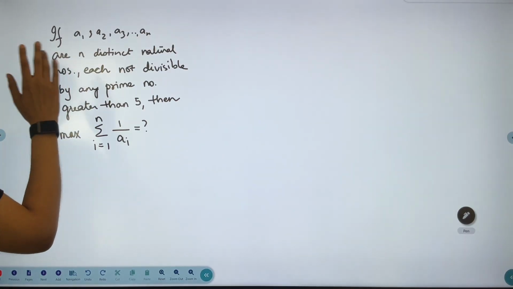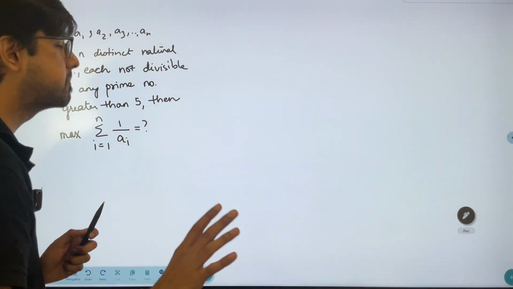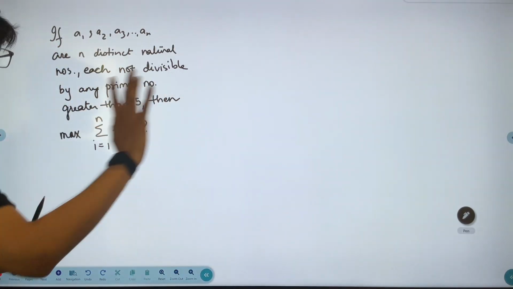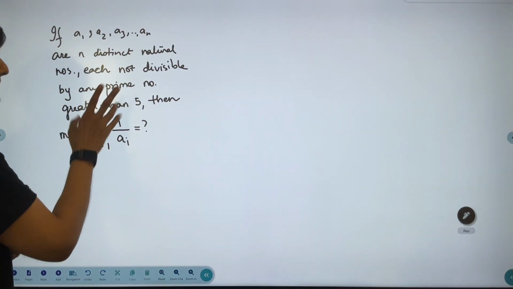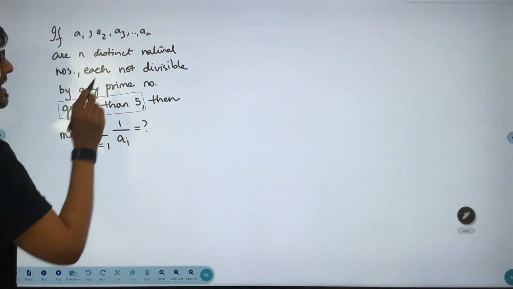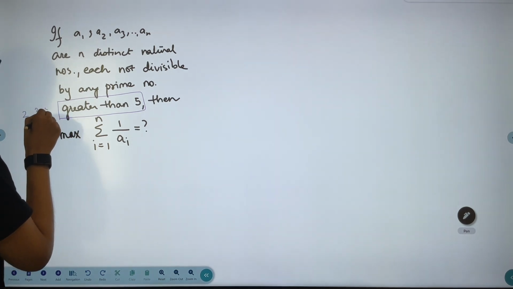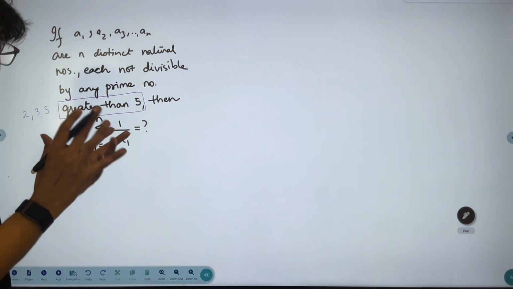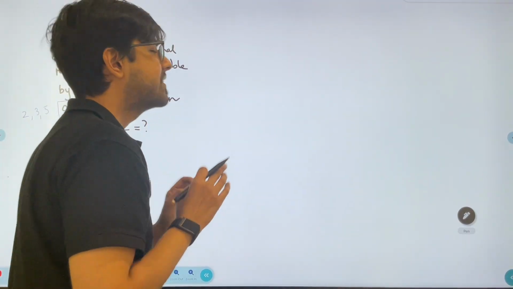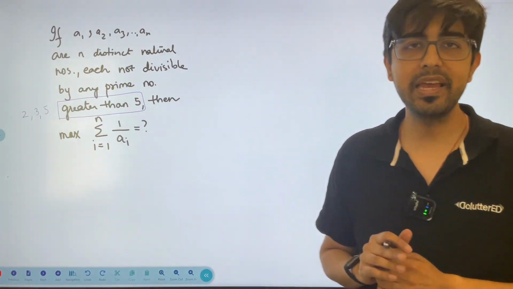If A1, A2, A3, so on up to An are n distinct natural numbers such that each number is not divisible by any prime number greater than 5. So when I'm saying greater than 5, I am saying that each number is divisible only by 2, 3 or 5. It can be any of the three, all of the three, or in any combination. Then what is the maximum value of summation 1 by Ai?